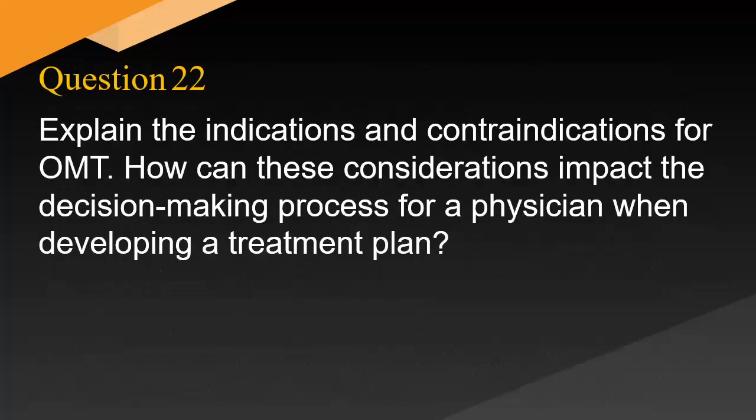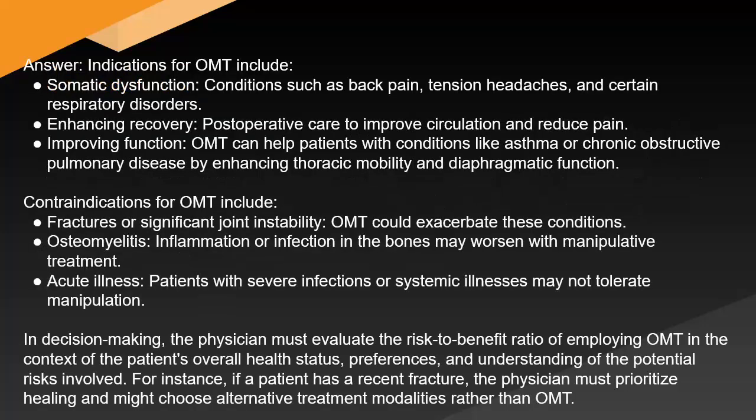Explain the indications and contraindications for OMT. How can these considerations impact the decision-making process for a physician when developing a treatment plan? Answer: indications for OMT include somatic dysfunction, conditions such as back pain, tension headaches, and certain respiratory disorders, enhancing recovery, postoperative care to improve circulation and reduce pain, improving function. OMT can help patients with conditions like asthma or chronic obstructive pulmonary disease by enhancing thoracic mobility and diaphragmatic function.